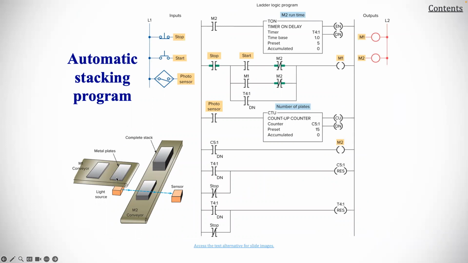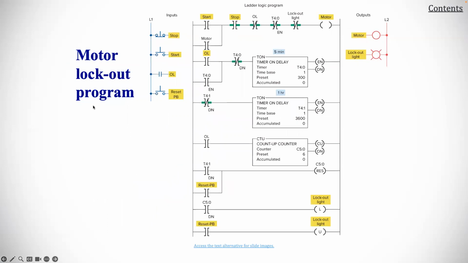Then for combining counter and timer functions, we can have something like an automatic stacking program. So you go to a stack and then you count so many that you put on each stack. And so you need to have a counter and then you have a timer on delay to get this to be done correctly. So we can see how this will be a useful function in an assembly line.